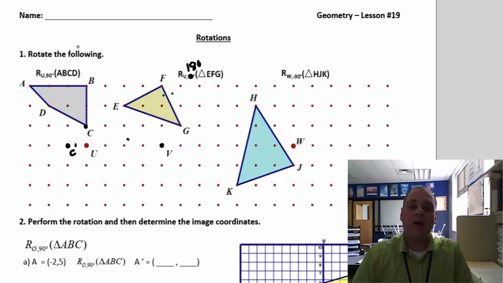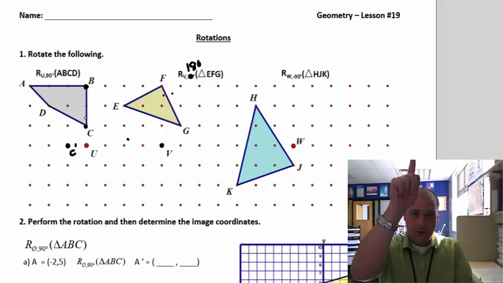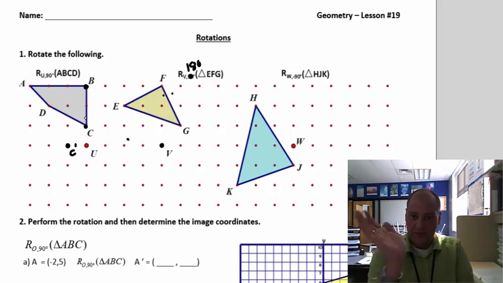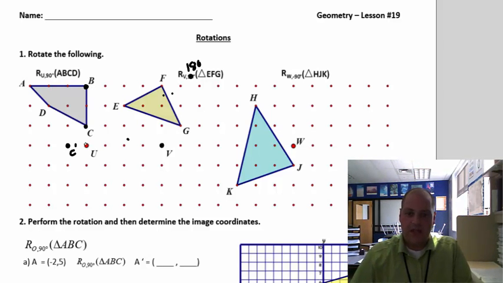Now, do it one point at a time. Let's do B now. Here's B. B is how many units from U? 1, 2, 3. So it's 3 units up from U. So instead of going up, we're going to go to the left because that's 90 degrees. So B is going to be 1, 2, 3 units to the left.